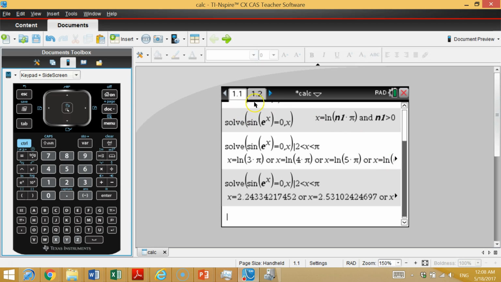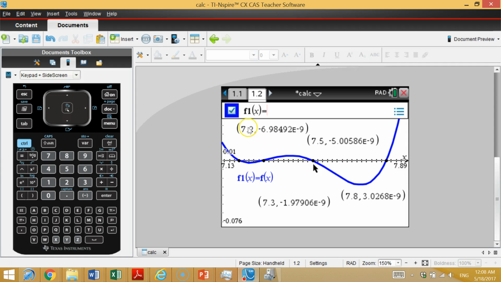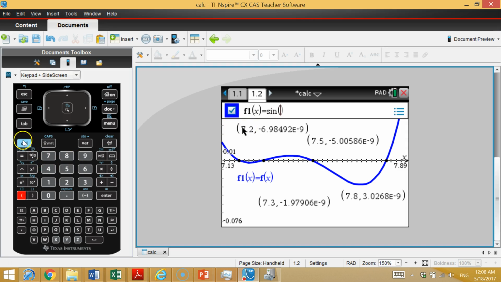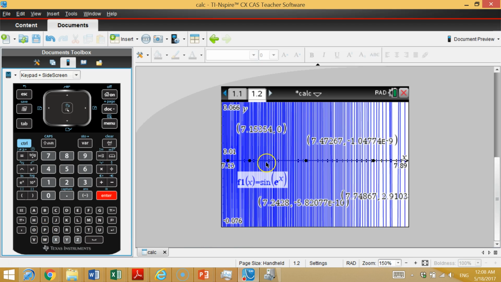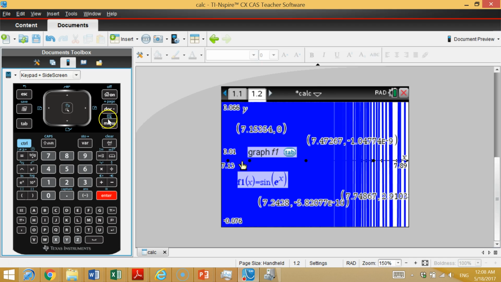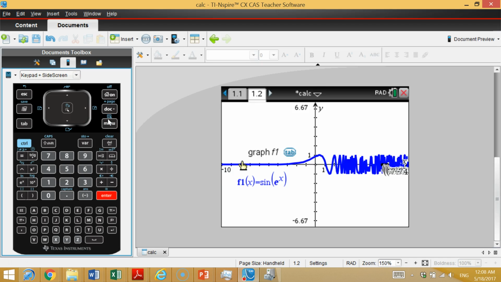Let's take a look. If I go over to our graph, I'm going to get rid of this one because I don't want it anymore. And I'm going to graph sine of e to the x. I know I'm in radians because we set it that way. So we have sine of e to the x, hit enter. And now I'm in a really weird window, so I'm going to go back to zoom standard. I'm going to go menu, zoom, standard. There we go. Now look at this function. It is a mess.